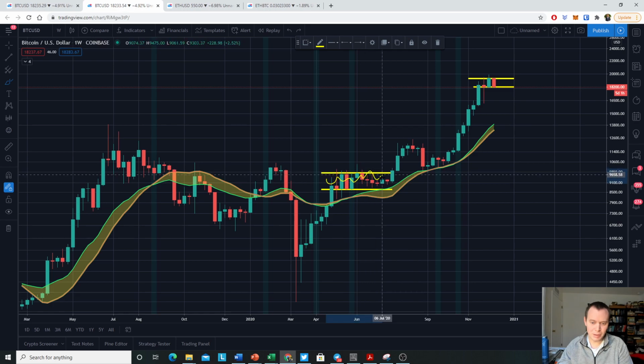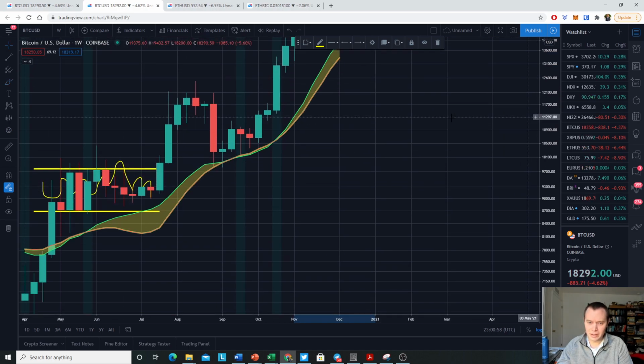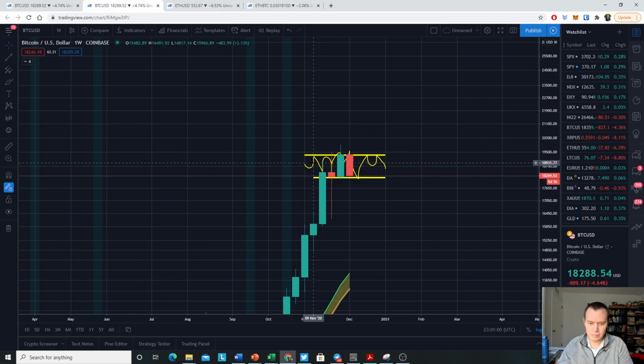And in fact, we would expect that at the very least just to go sideways at this level. We would easily go back to 18.1, 18.2. It actually looks like we've dropped to 18.2 in the last few minutes. So here we are. I just noticed the price drop back down.